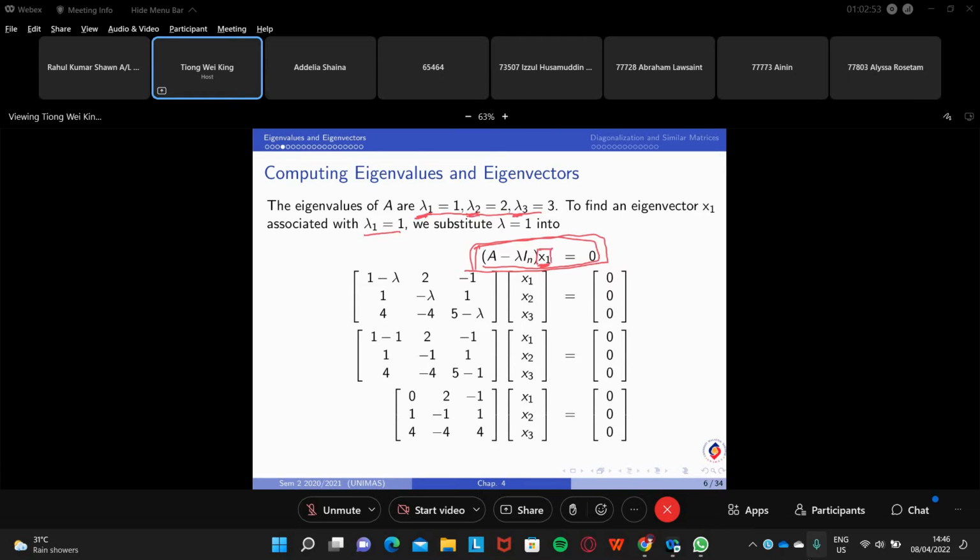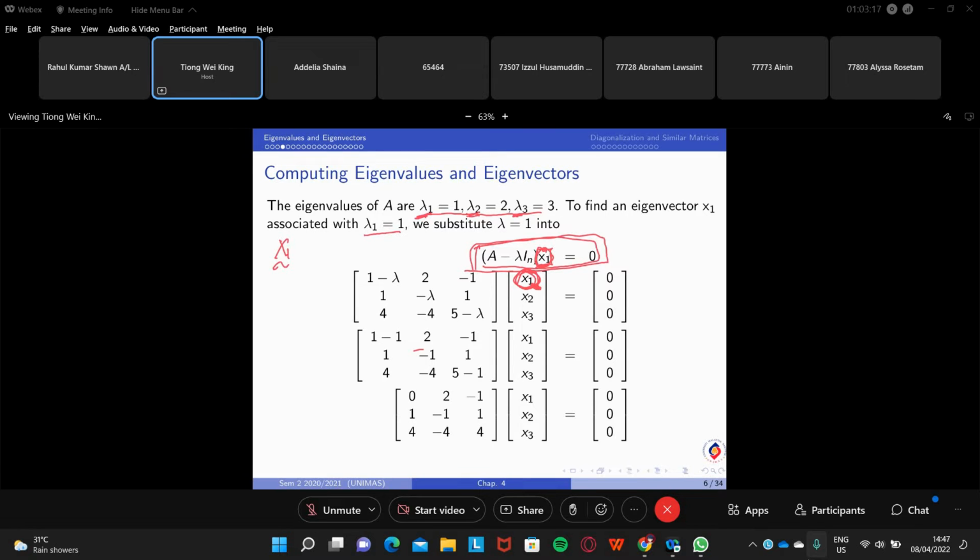There's a typo here. This one should be bold. Bold x1 is a vector, it's a matrix, so it should be bold. Do not confuse this with this. In writing you should write like this. Bold is a matrix, and this is a constant. This is one unknown only.